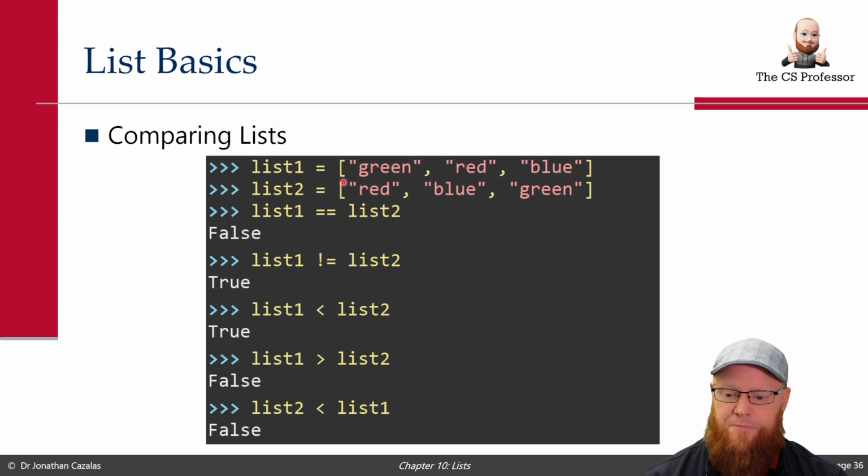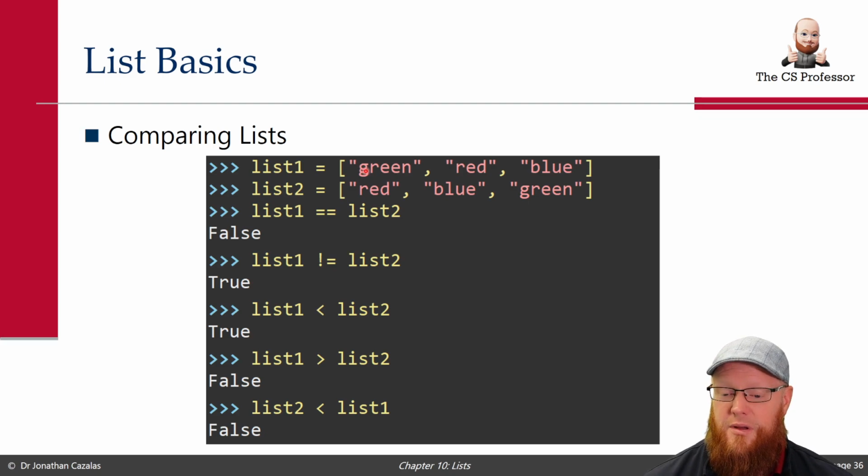So for example, if we have list1 and list2 as shown, does list1 equal list2? Of course, you can see they're not equal. Are they not equal? That prints true. What about list1 less than list2? Python first looks at index 0 of list1 and index 0 of list2, and it compares the word green to red.